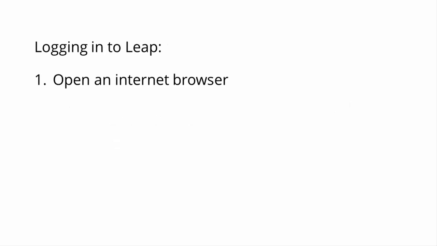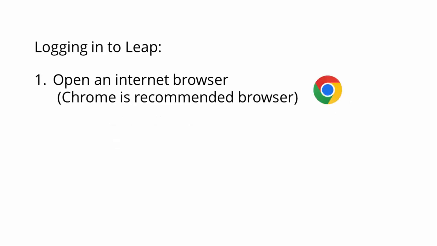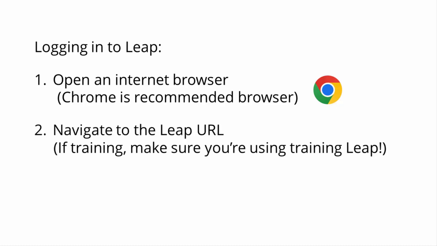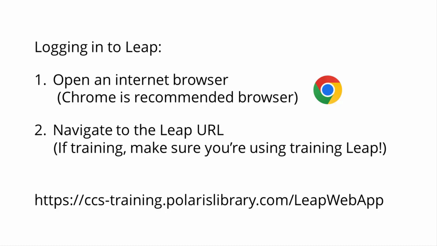Open an internet browser. Chrome is the recommended browser to use with Leap. Navigate to the Leap URL. If you're training, make sure you're using the training version of Leap. The training Leap URL is posted below. Notice how it has training in the address? This tells us that we'll be logging in to the training version.